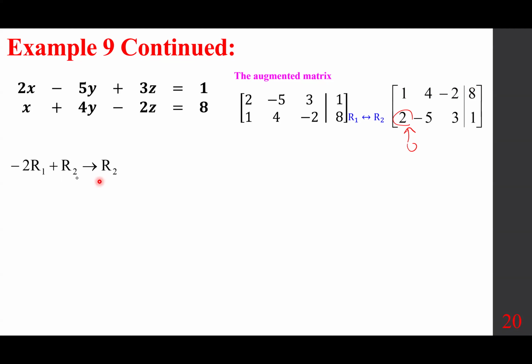So I want to do that, meaning I'm not going to change the first row. What happens to the second row? 2 times 1 subtracted from 2, it becomes 0. 2 times 4 is 8, subtracted from -5 becomes -13. 2 times -2 is -4, subtracted from 3, that means add 4 to 3, becomes 7. 2 times 8, 16, subtracted from 1 is negative 15.